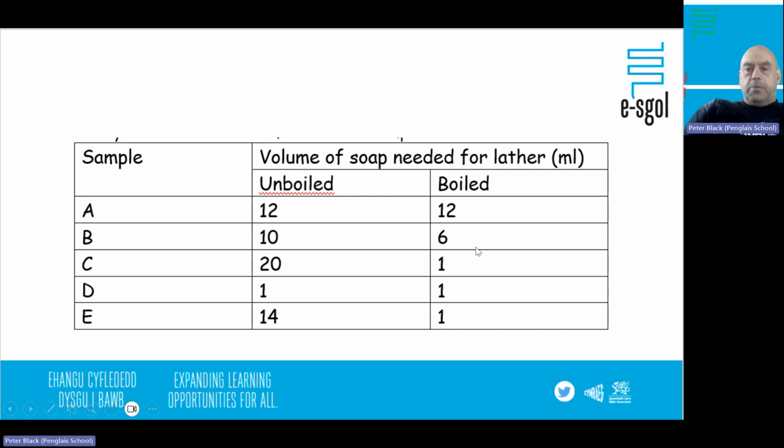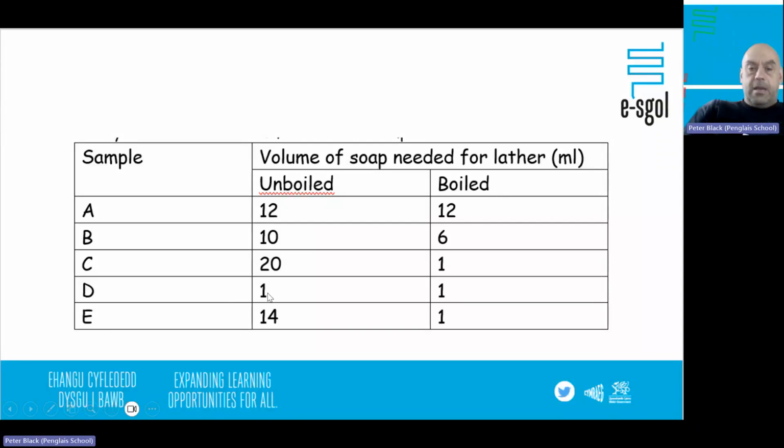However, what you'll notice is once you've boiled it, we only need 1 ml of soap, and what this suggests to us is that the water in sample C is the hardest water, but it's only a temporary hardness. If we look at sample A, it is permanent hardness. We can tell it's permanent hardness because after boiling, there's been no difference in the amount of soap we need to form that lather. So that's the reason why we have the boiled value. We don't use that to judge hardness. We use that to judge whether it's temporary or permanent.